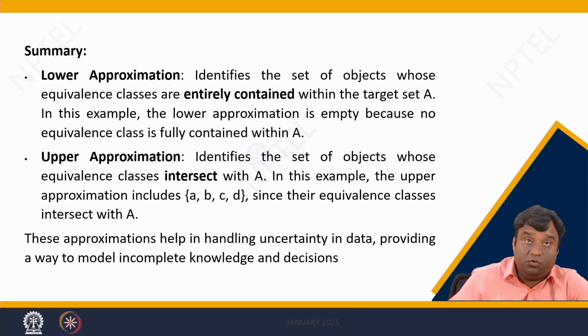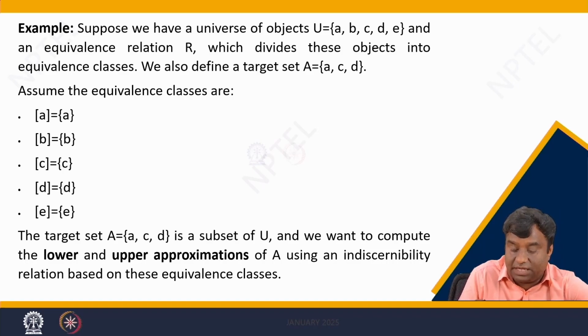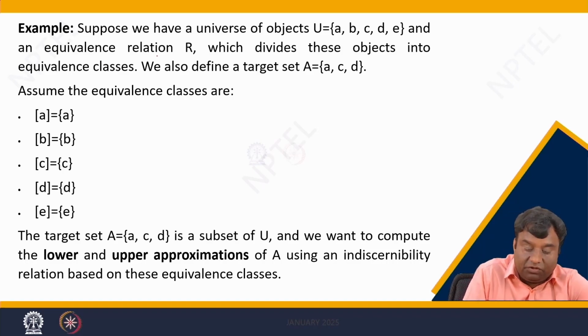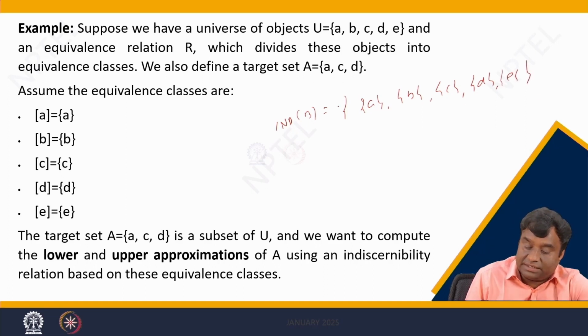So try to understand a few more examples. Suppose we have a universe of objects A, B, C, D, E and an equivalence relation R which divides these objects into equivalence classes. So here you can write the indiscernibility relation, whatever the attribute is. Here for attribute B, you assume that every element is different: A, B, C, D, E. This is the indiscernibility relation. Now the target set A is A, C, D.